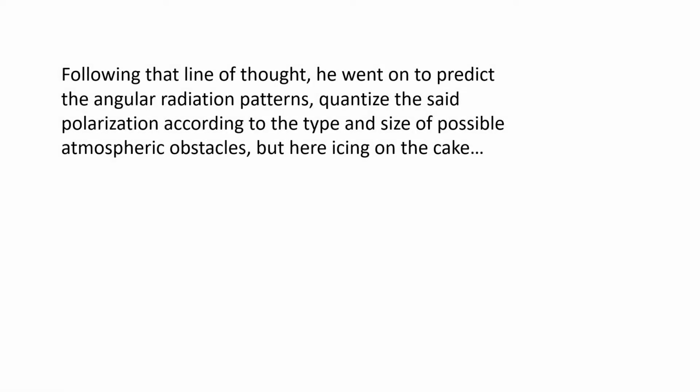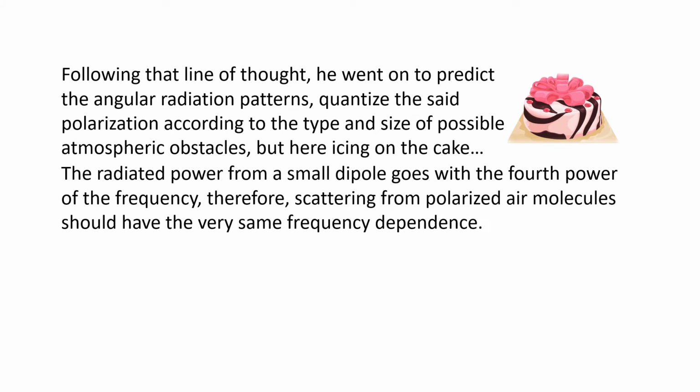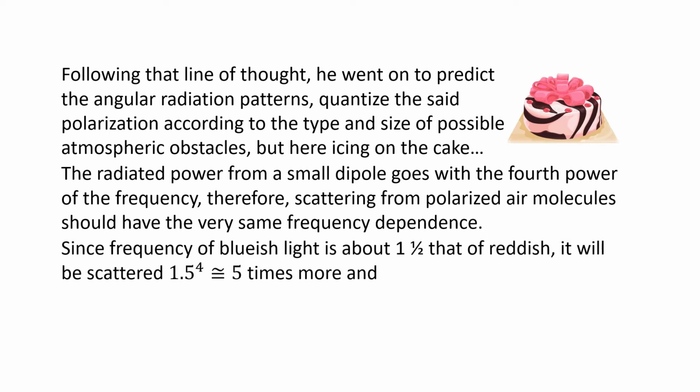Following that line of thought, he went on to predict the angular radiation patterns, the polarization according to the type and size of possible atmospheric obstacles, but here's the icing on the cake. The radiated power from a small dipole goes with the fourth power of the frequency. Therefore, scattering from polarized air molecules should have the very same frequency dependence. Since the frequency of the bluish light is about 1.5 times that of the reddish, it will be scattered some 5 times more.